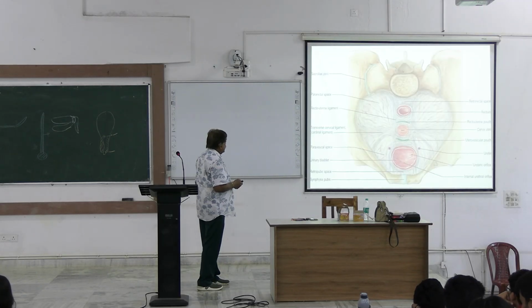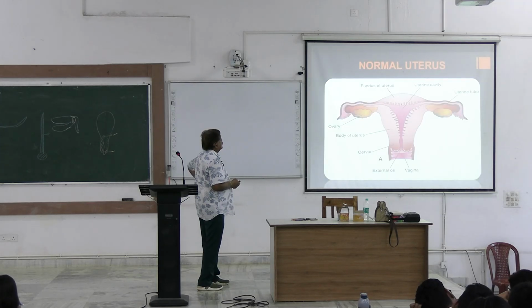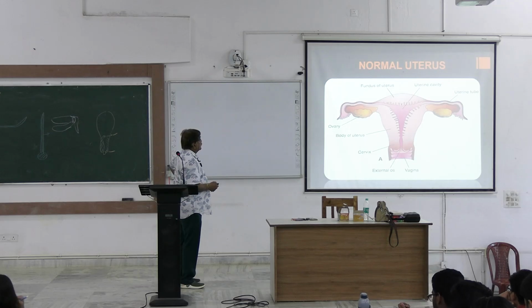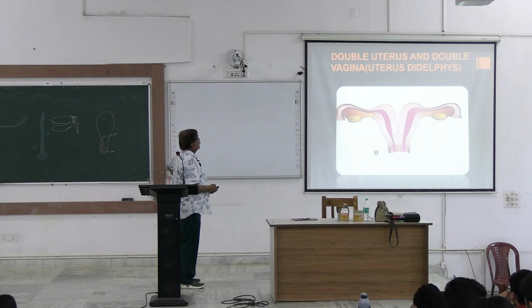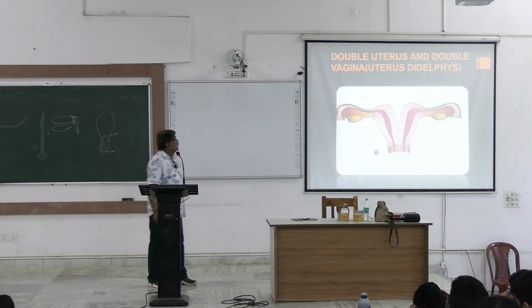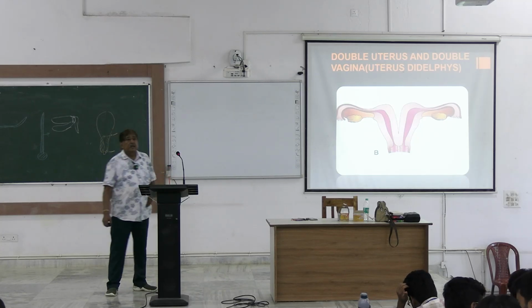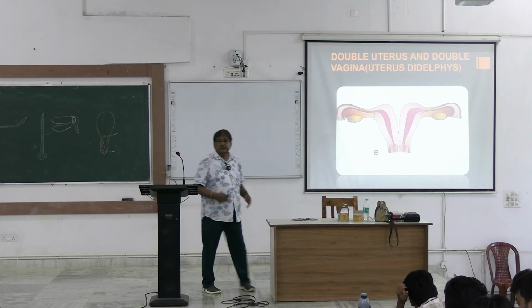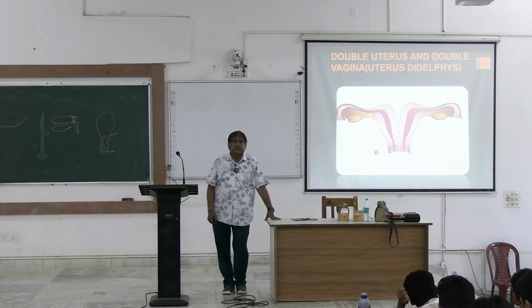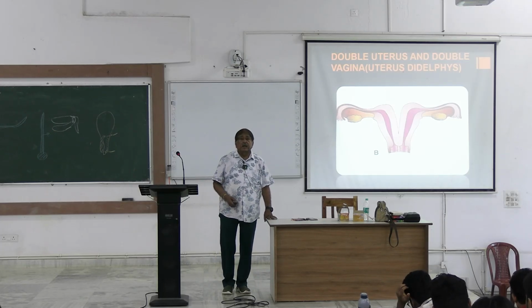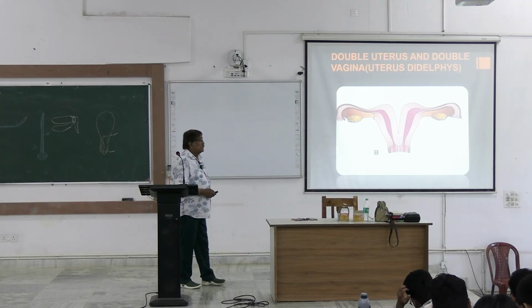Now this is another section with the supports of the uterus. The normal uterus shape is this: fundus of the uterus, uterine cavity, and ovary, the body of the uterus, cervix, vagina, external os. Now double uterus and double vagina, uterus didelphys. Uterus didelphys you will find in your practice. This you have to note and see. Okay.